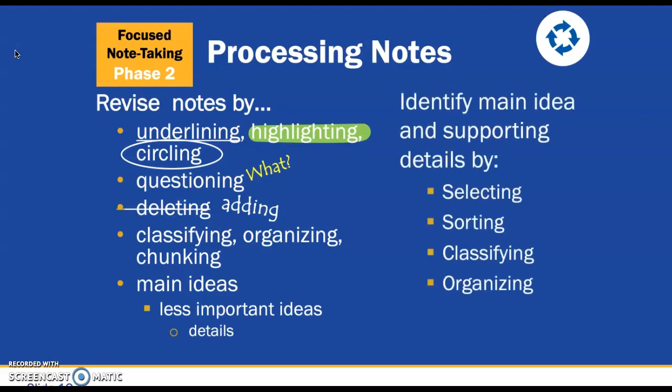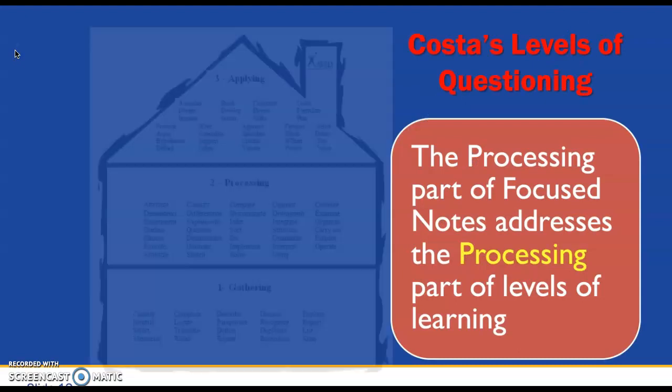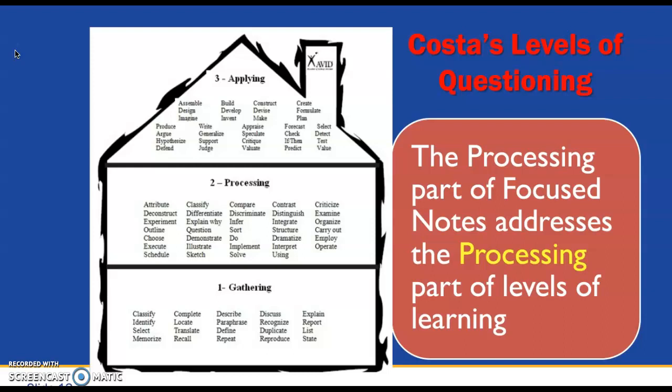Students can also identify main and supporting ideas by selecting, sorting, classifying, and organizing. If you're into Cornell notes, this would be when students go back and chunk. If you have a mind map, this is where you would make connections. If students are doing a 2-column chart, they might be drawing arrows or highlighting. Processing notes is a great opportunity for students to collaborate. You can have students do a note check and look at each other's notes to see if they missed anything. And it's not copying if you're checking notes with somebody. So step 2, the processing part of focus notes, addresses the processing part of the levels of learning. We're moving on up the levels of learning.